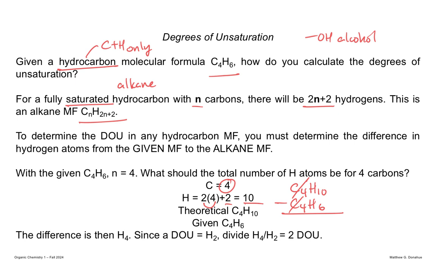The C4s cancel. H10 minus H6 is H4. And I said in the prior slide that a degree of unsaturation is one equivalent of H2. So we then divide that by H2. So 4 divided by 2 is 2.